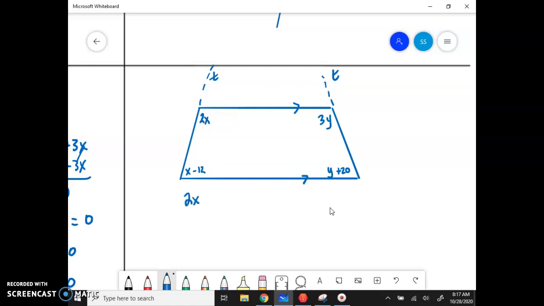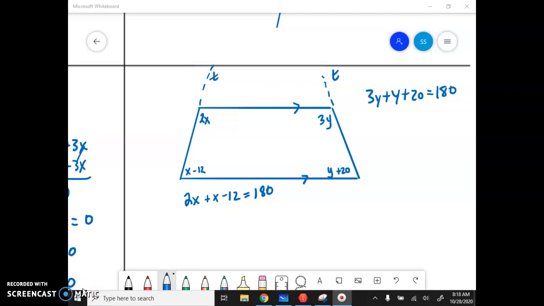So if that is true, we can go ahead and set up an equation. This angle plus this angle have to add up to 180 degrees. So we can go ahead and solve that. And we can do the same thing here, right? These are also same side interior angles. So you can set up an equation here. 3y plus y plus 20 is equal to 180 degrees.